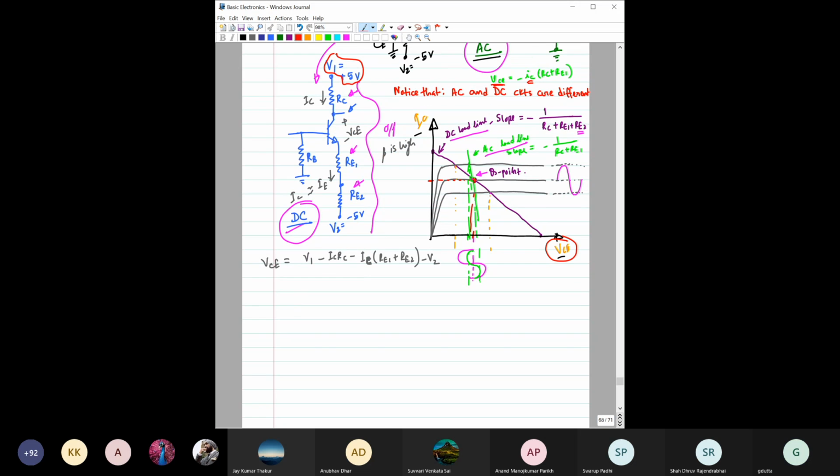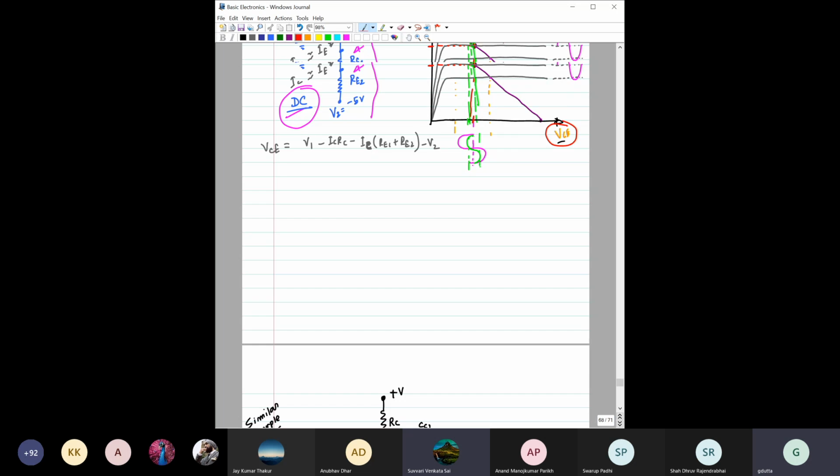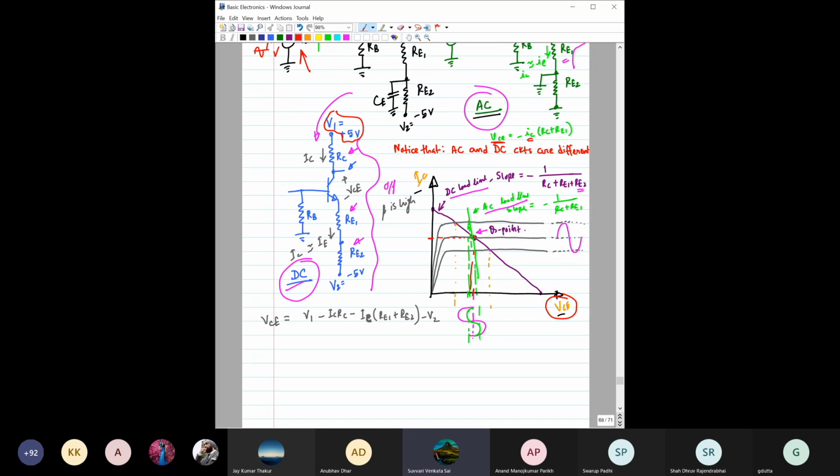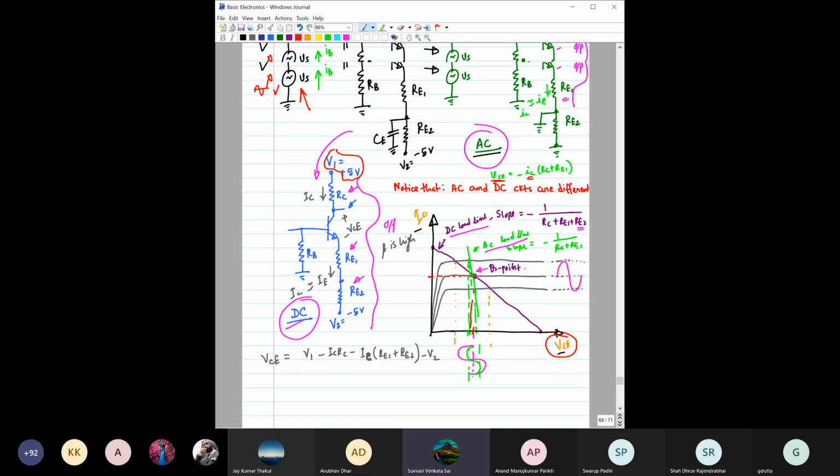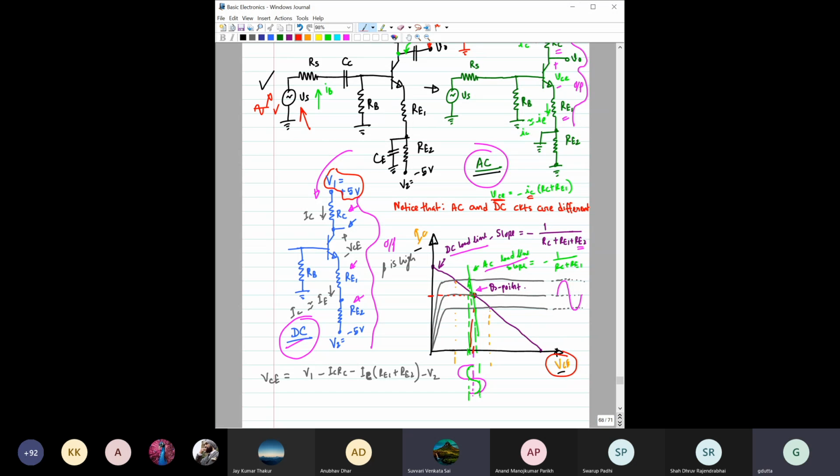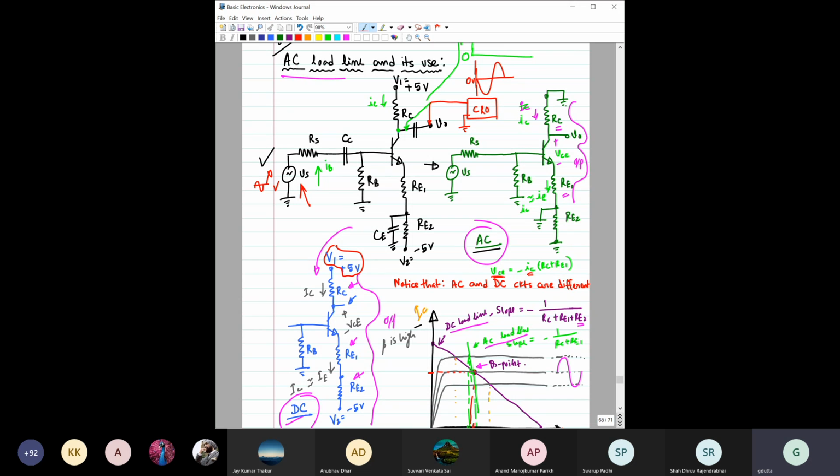Okay. But sir, when we do that, we found that the gain will increase, right? I mean, when we ground the RE2. Exactly, very good question. But here, what you are able to see is that the gain has reduced, right? Yes, sir. Right. Why so? Very good question. I'm glad that you asked.